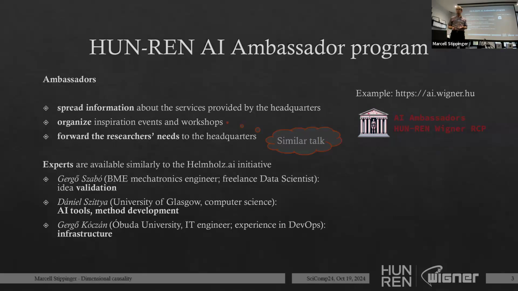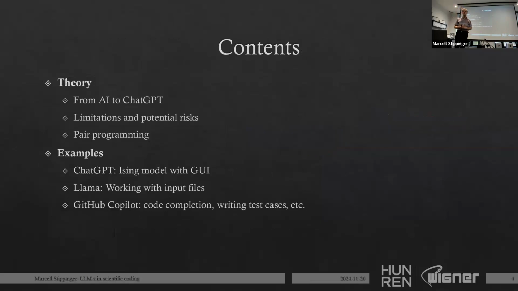Okay, so what's today's talk about? So I will give a brief introduction about the artificial intelligence technologies and large language models. I will talk about limitations and potential risks in using those systems. Finally, some theory about pair programming, and most importantly, there will be examples and practical session at the end, where we will use GitHub Copilot for everyday coding tasks. So let's start.